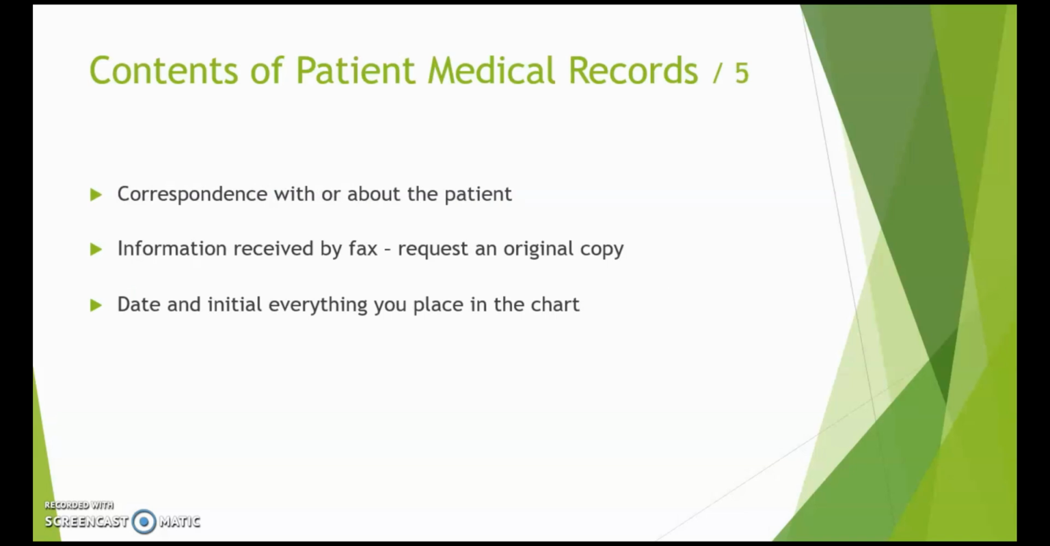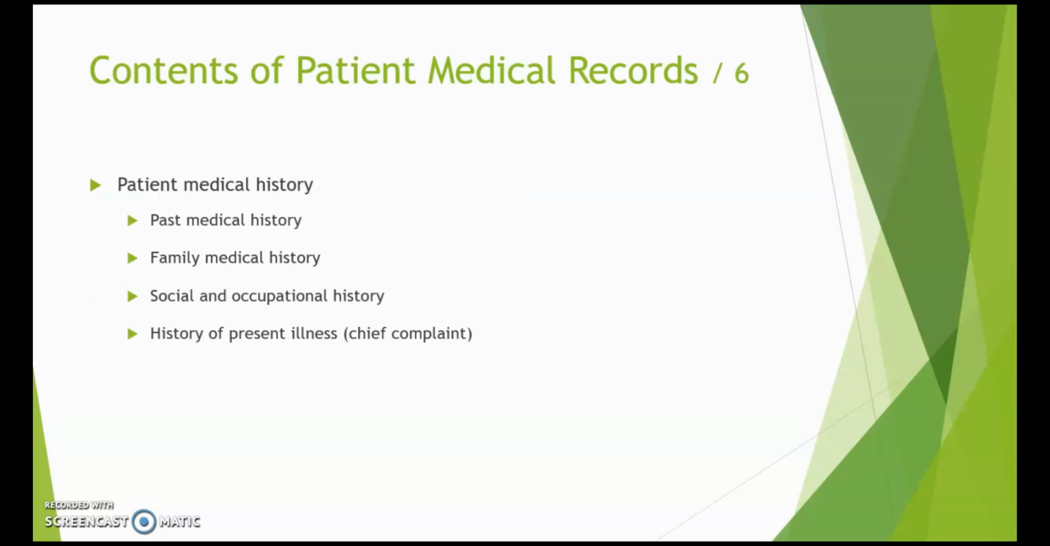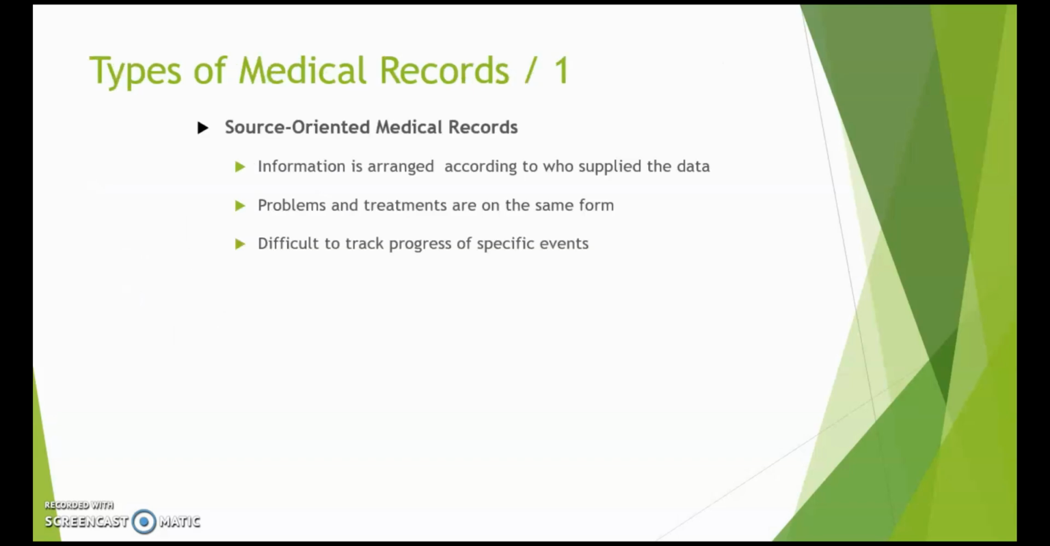A few more things: correspondence with or about the patient. Again, in context of a guardian, information received by fax. Always request an original copy, and date and initial everything you place in the patient's chart, okay, virtually in context of EHR or on paper. Now, also important: patient medical history, past medical history, family medical history, social and occupational history, and history of present illness, which is the main concern, the chief complaint.